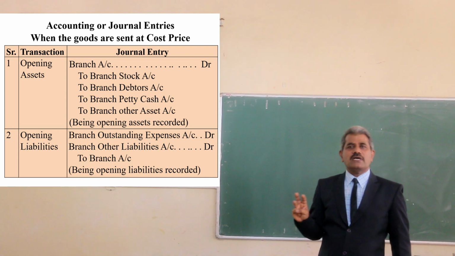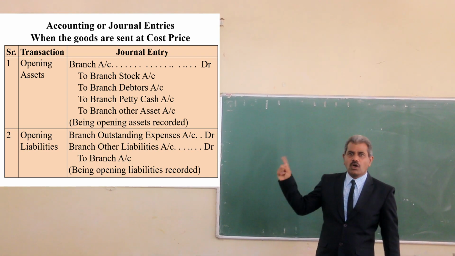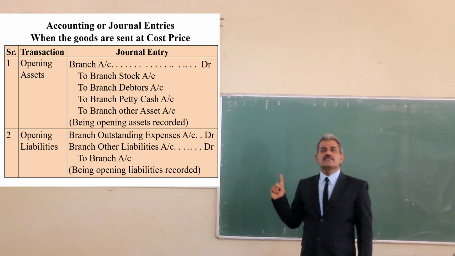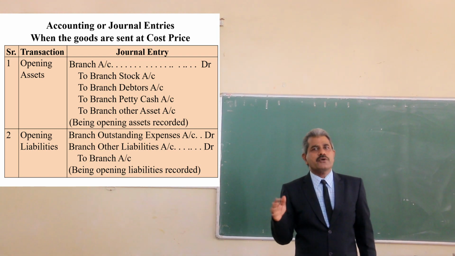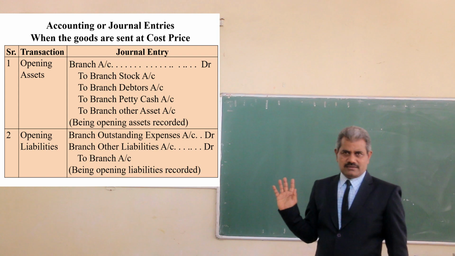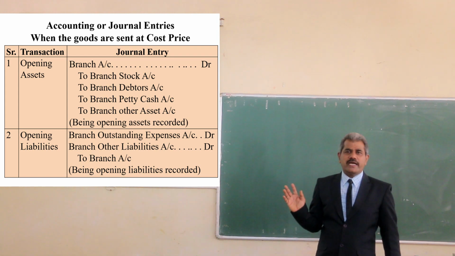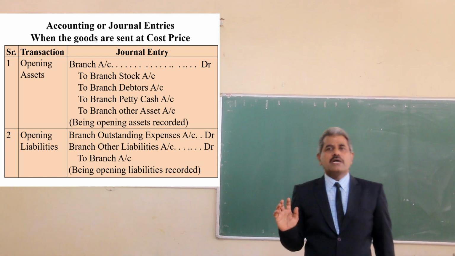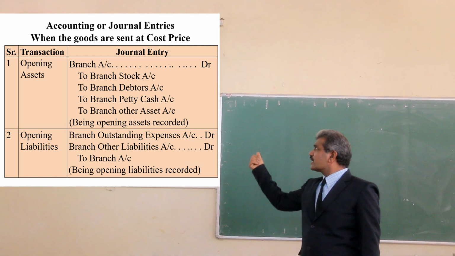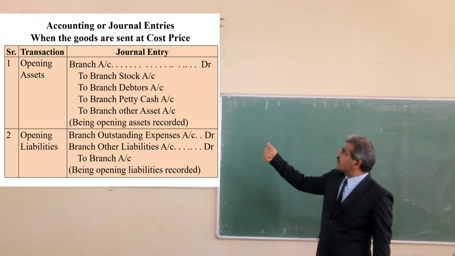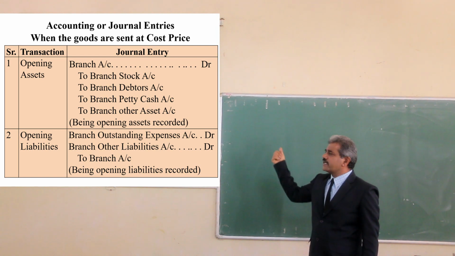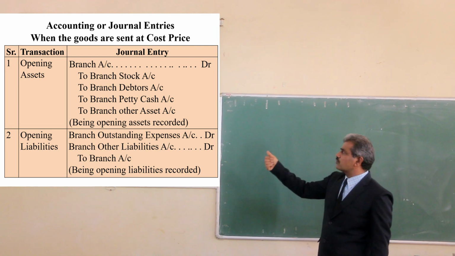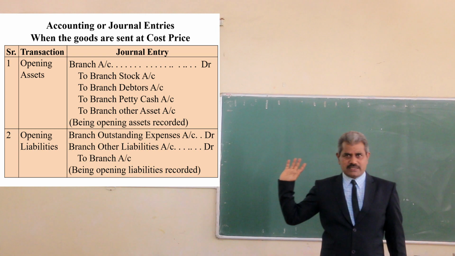Generally there are 3-4 assets. One is stock, second is debtors, third is petty cash, and fourth any other asset like furniture or any income. So branch account debit to branch assets, that is branch stock account, to branch debtors account, to branch petty cash account, to branch any other asset.